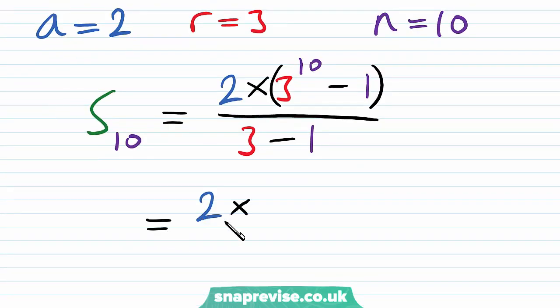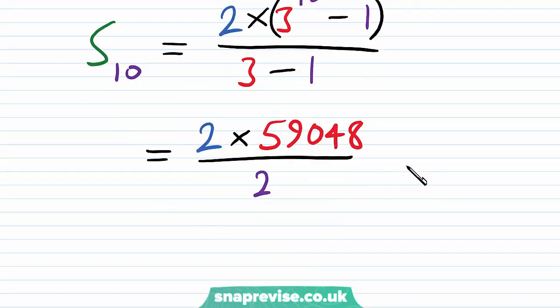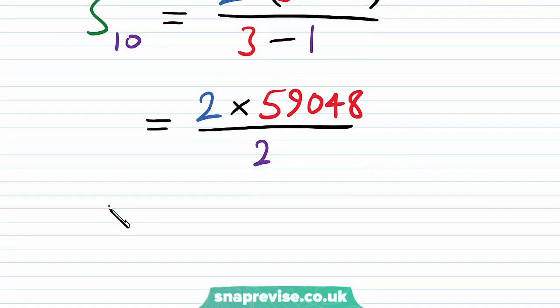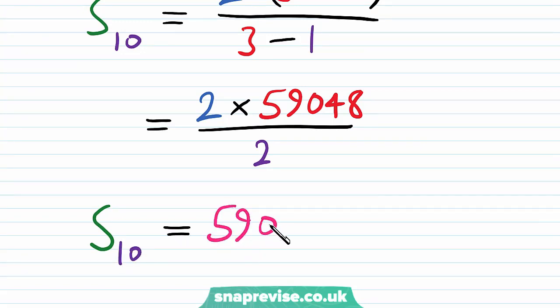If we calculate the value of 3 to the power of 10, we get 59,049, and so by minusing 1, we have on our numerator 2 multiplied by 59,048, and then the denominator is also 2, and therefore by cancelling, we get that the value of the sum up to 10 terms is going to be 59,048.